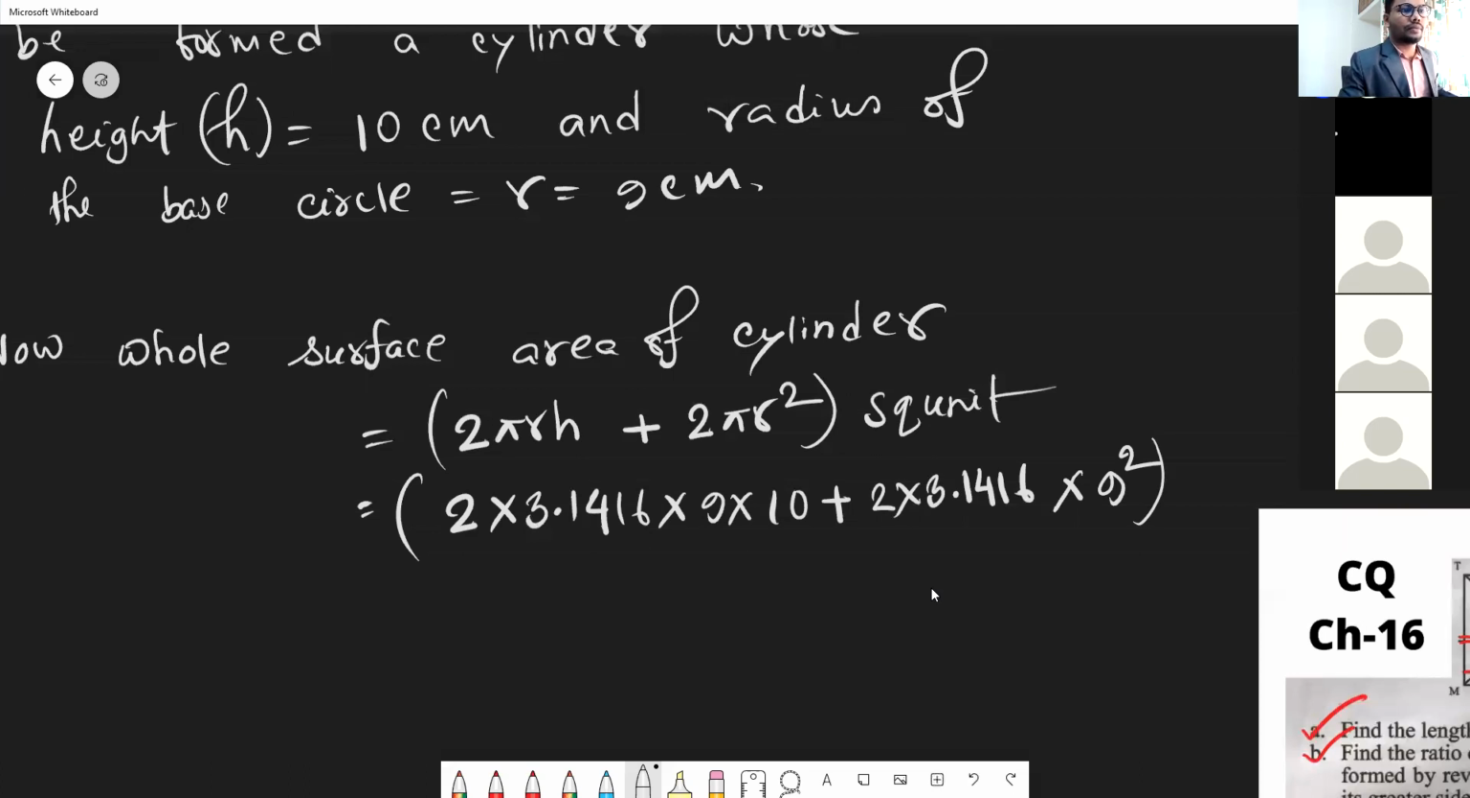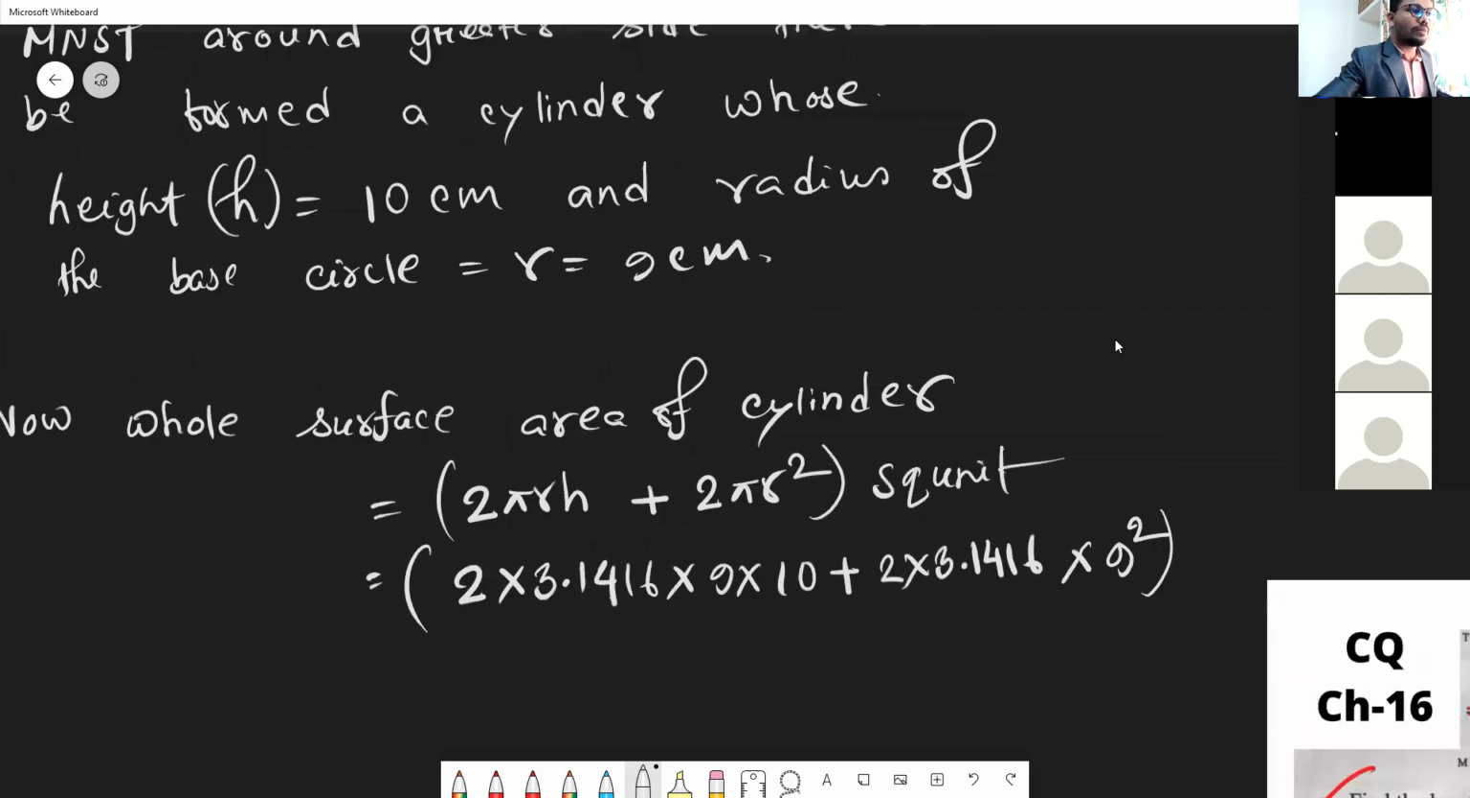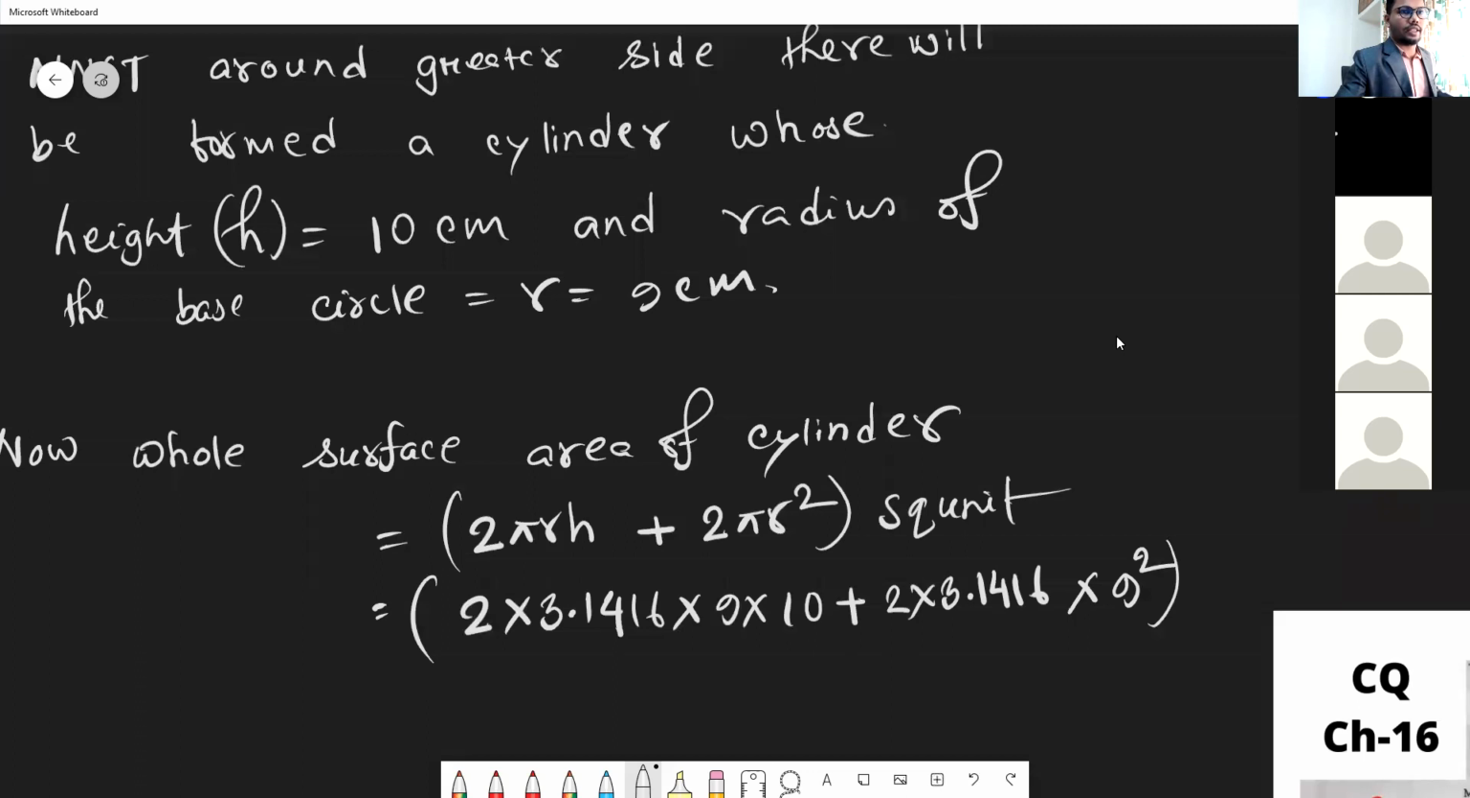Yes, any question? Can't we do it with the formula 2 pi r into r plus h? No, that actually, the curved surface area is twice pi r h. The curved surface area of a cylinder is twice pi r h. And there is the top, where there is one circle whose area is pi r square.